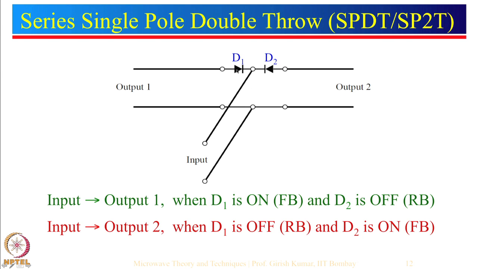If D1 is forward biased and D2 is reverse biased, it is important. When D1 is forward biased, the input will go to output 1. So the input will go to output 1 when D1 is on and D2 is off. Please ensure that both of these are not on. If both are on, this will be more like a power divider network. And if both diodes are off, everything will reflect back to the input side. When we want to send the input to output 2, D2 should be forward biased and D1 should be reverse biased.